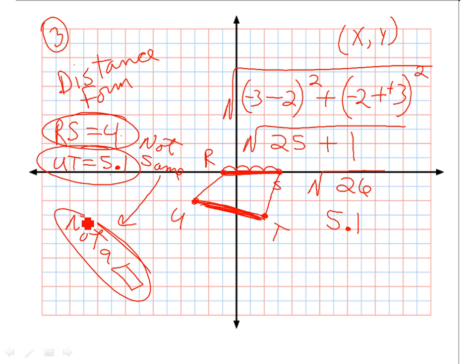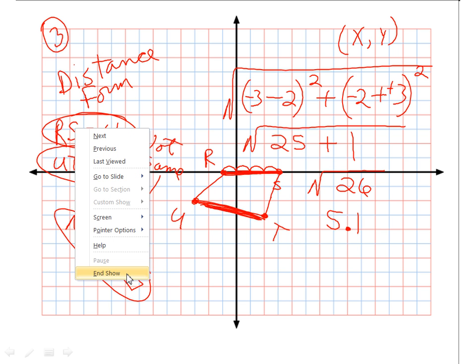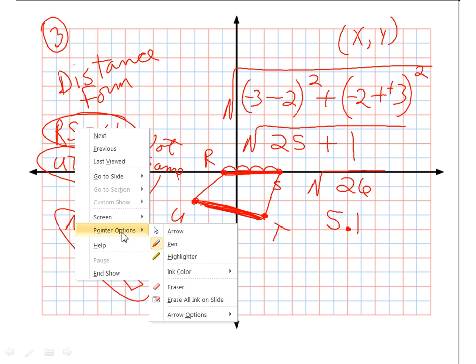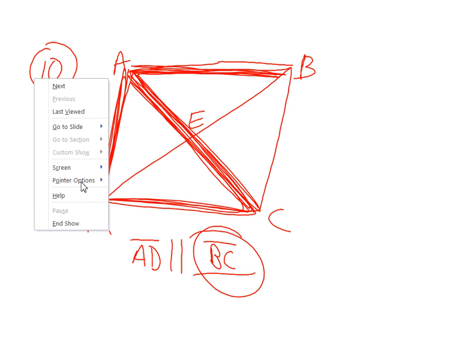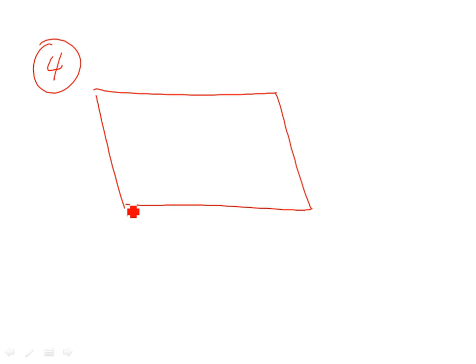Next question. Four on the very back. They give us a shape that looks like this. And it says determine whether the quadrilateral is a parallelogram.